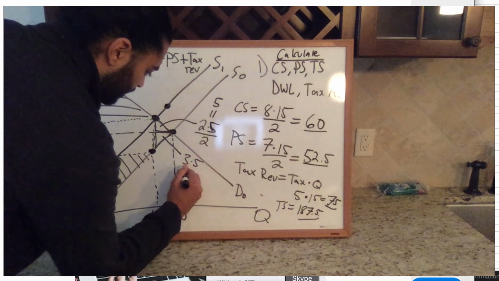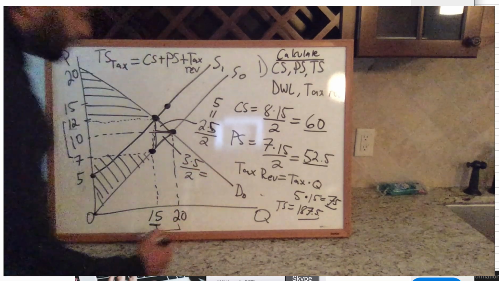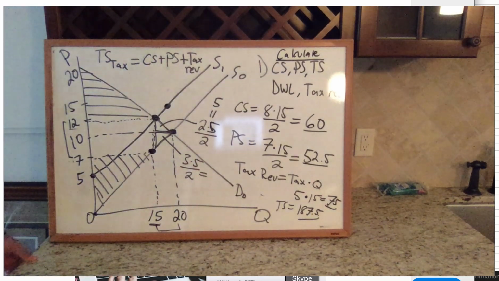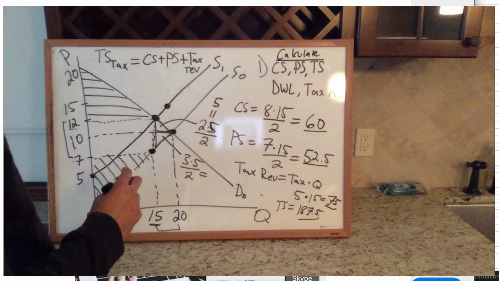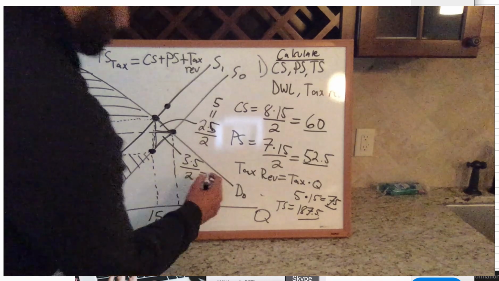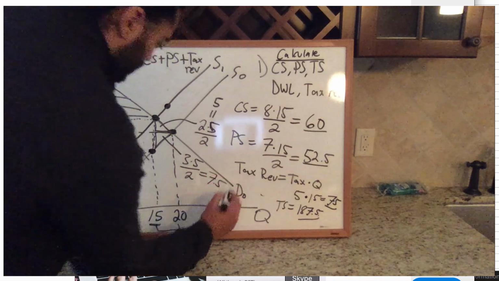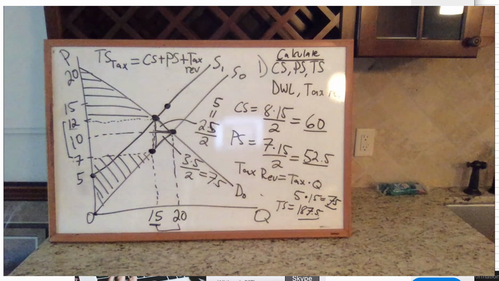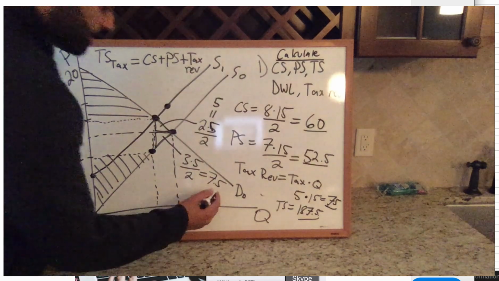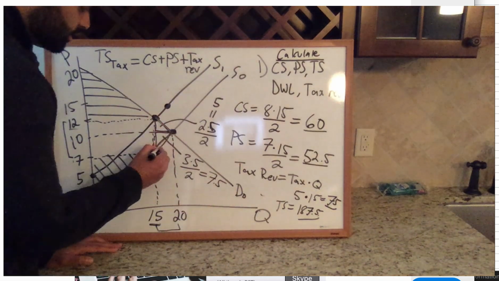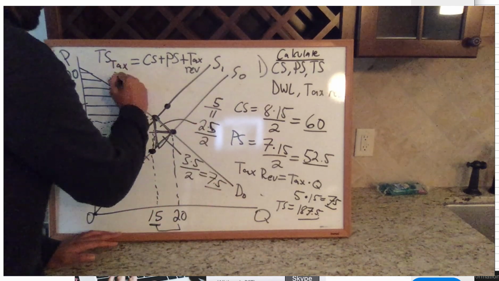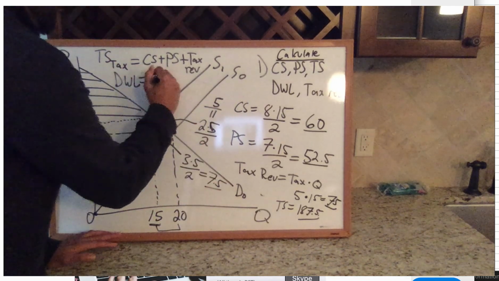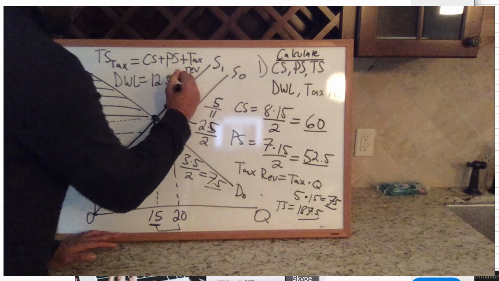3 times 5 divided by 2. And this should give you, give me a second, 7.5. All right, so now you're going to add these two areas together. So 5 plus 7.5, your deadweight loss with this tax is 12.5.